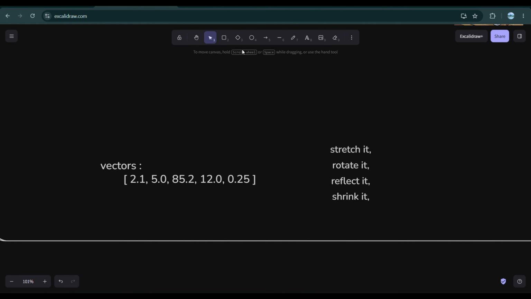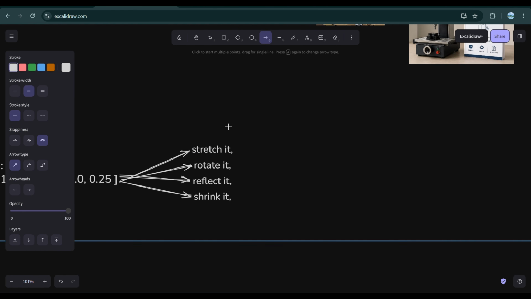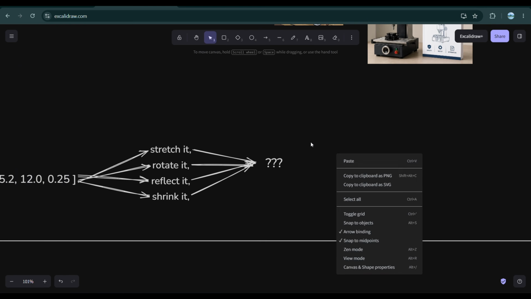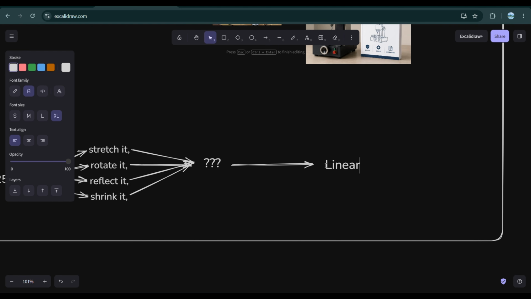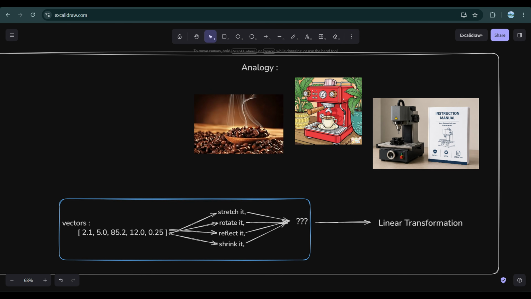A vector goes in and the machine changes it. It may stretch it, rotate it, reflect it, shrink it, or combine several of these actions. That process is called a linear transformation. The matrix is simply the instruction manual for that transformation. Instead of focusing on the instruction sheet, we are going to understand the machine itself.